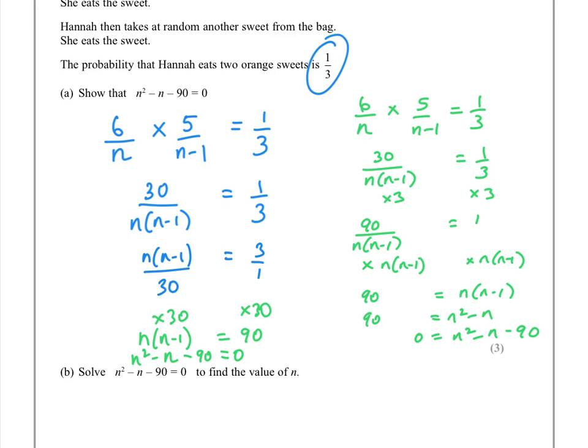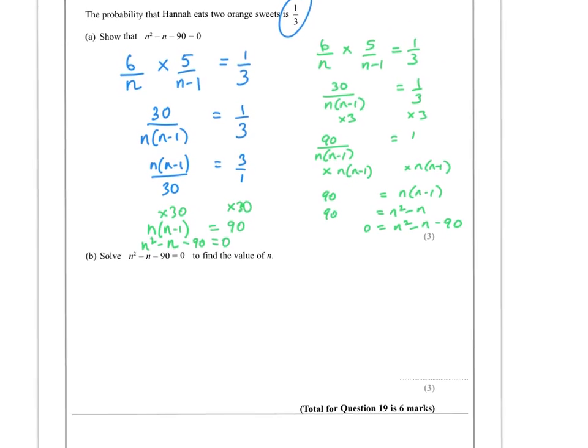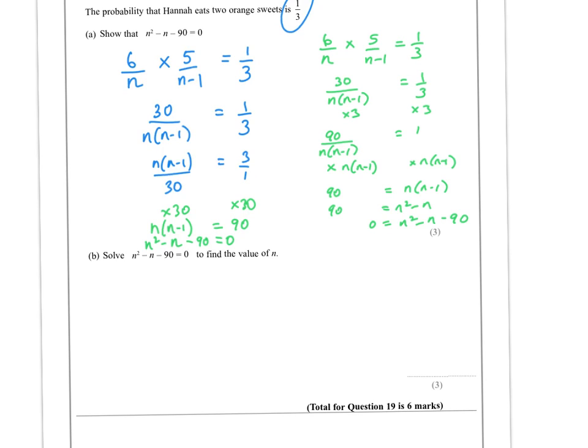So the next part of the question says, solve this equation to find the value of n. Well, n is probably going to have a negative and a positive then, judging by what the question's saying with experience. So we want the positive one because there are numbers of sweets in the bag that you can actually pick. You can't pick a negative sweet, or negative number of sweets anyway. So we'll look at n squared minus n minus 90. You could complete the square, you could use the formula, but let's just look at factors of 90.